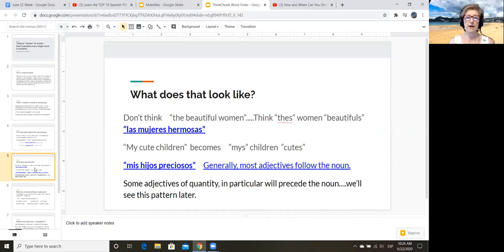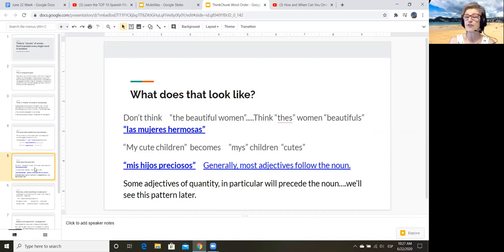Okay. A ver. My cute kids, my cute children, becomes mys. That's not even a word. Children, cutes. Mis hijos preciosos, my cute kids. Preciosos looks like precious. Yeah, that's what it means. We translate that as cute. Generally, and that does not mean 100%, generally, most adjectives follow the noun. Most. You know, that's the way it happens. It's not the way we do it in English, and this is why your brain fights that. Okay. Mis hijos preciosos.